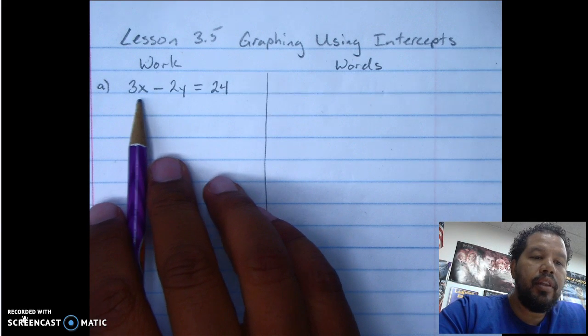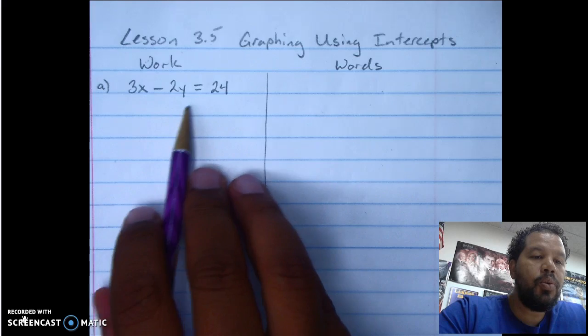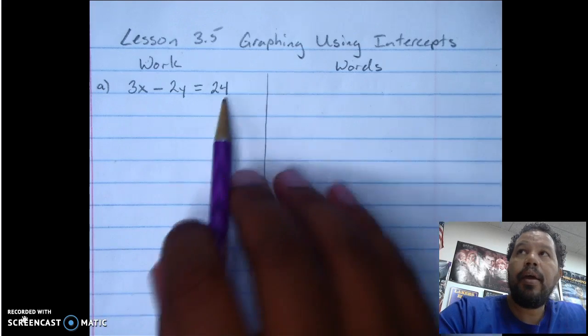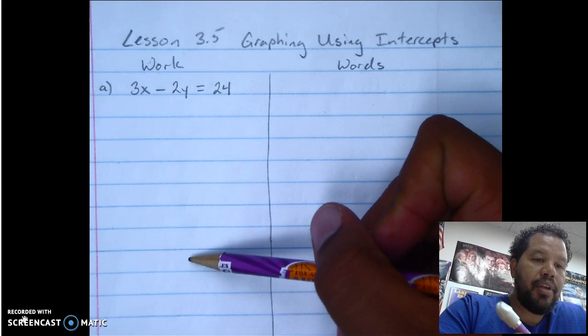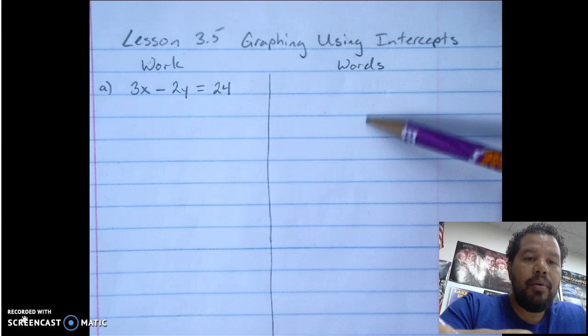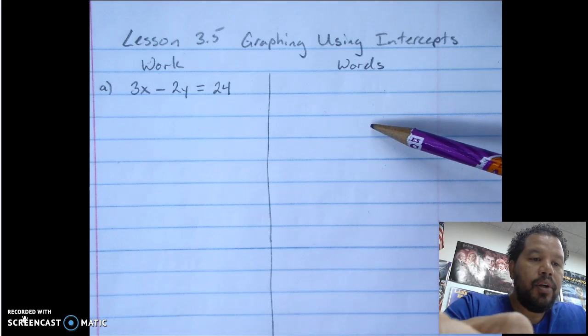So here we go. We have a linear equation, 3x minus 2y equals 24. As you see, I set up my paper as my work. I'm going to do the work on the left side, and then I'm going to explain what I did on the right side in words.